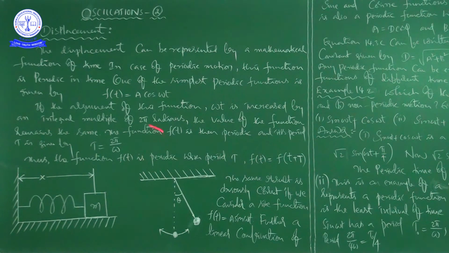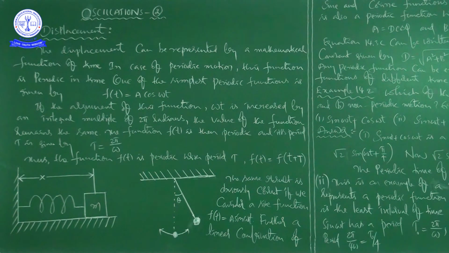Now we are going to discuss the mathematical treatment of displacement in the case of a body executing oscillatory motion. The displacement can be represented by a mathematical function of time. In the case of periodic motion, this function is periodic in time. One of the simplest periodic functions is given by f of t equals a cos omega t. This is the simplest periodic function you can write.